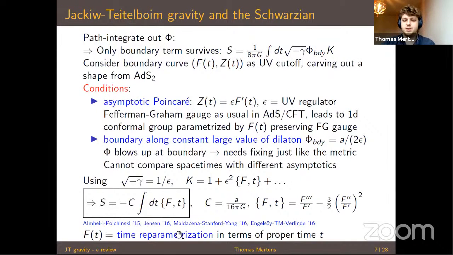f of t can be thought of as the time reparametrization of the boundary of the Poincaré coordinate, or the Poincaré time coordinate big F, as a function of some proper time t. And the Lagrangian itself is proportional to this quantity here, which is the Schwarzian derivative of f with respect to t, which I've written here. So this looks like a complicated higher derivative action for that time reparametrization. And there's a prefactor here that I call big C, which you can get by picking up all of the coefficients in these boundary conditions, which is A divided by 16 pi G Newton.